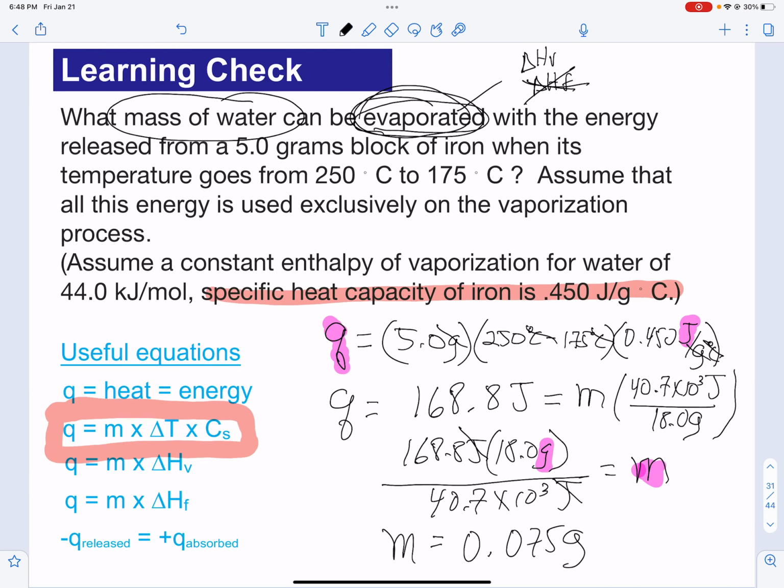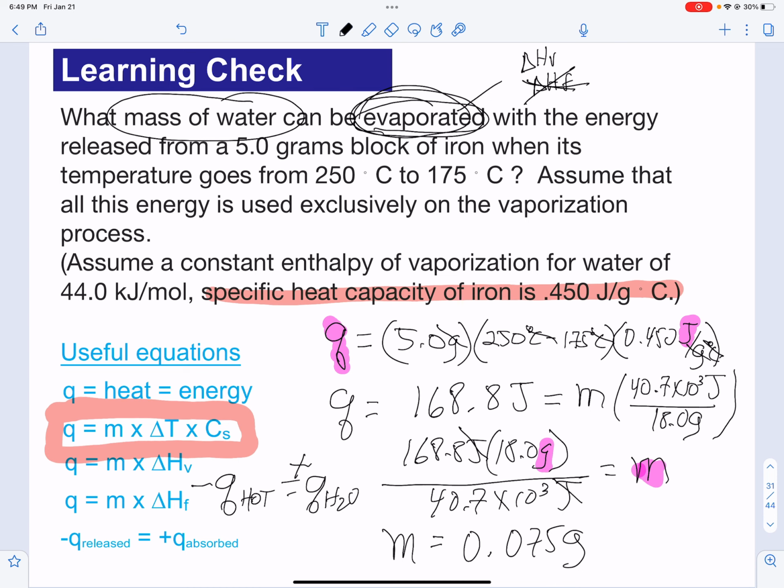So reviewing real quick. Remember, the Q of the hot body, in this case the block of iron, is going to be the same as the energy that the water absorbs. The temperature of the block of iron is going down. For that, it has to release energy. And for something to be vaporized, you have to absorb energy. Remember from 1411 that energy release is negative, energy absorbed is positive.